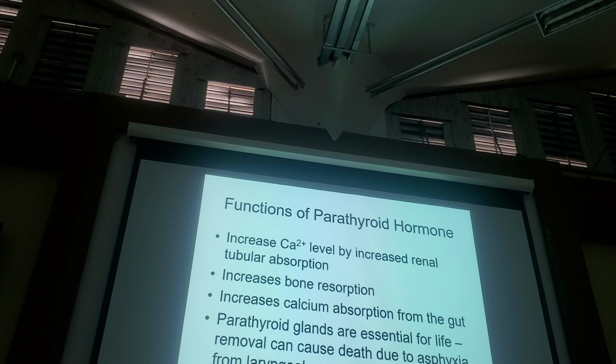The function on the bone is fairly rapid, but more sensitive. It also has some effect on calcium absorption from the gut. I have just said that parathyroid glands are essential for life because their removal can cause death due to asphyxia from laryngeal spasm, and then try to explain the physiology behind that.